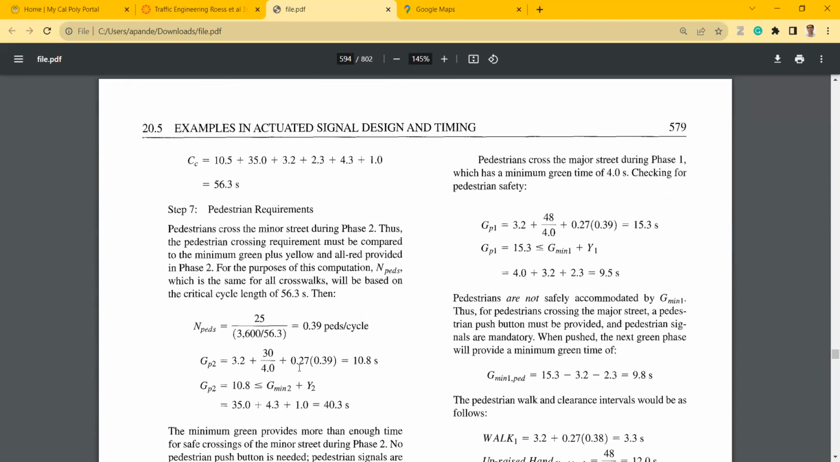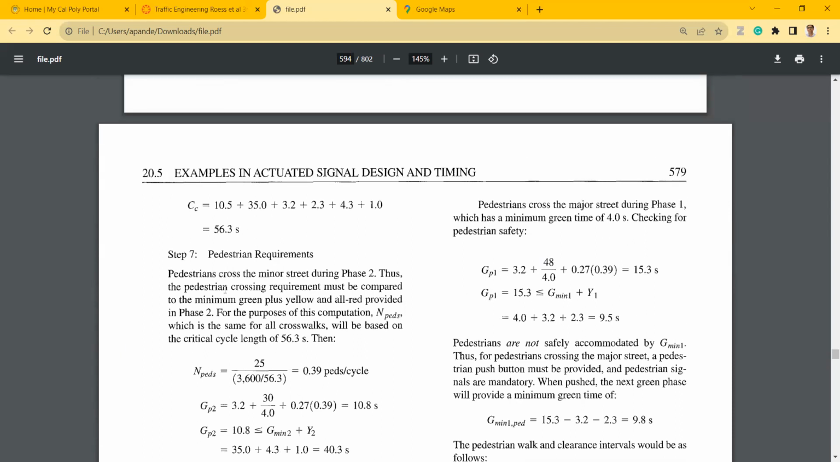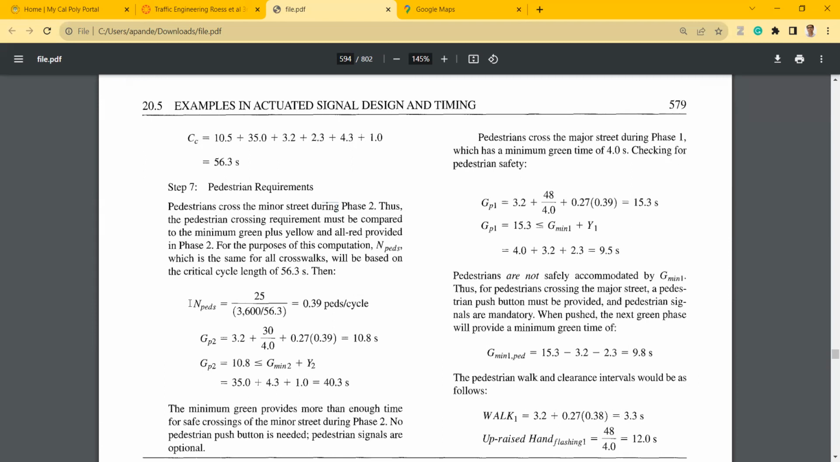And then the pedestrian crossing requirement, pedestrians cross the minor street during phase 2. The crossing requirement must be compared to the minimum green time plus yellow already provided for phase 2. Number of peds is per cycle. So your number of peds per hour is 25. Your critical cycle length is 56.3 seconds that they calculated. So you got the number of peds per cycle. You came up with GP2 for phase 2. You came up with 10.8 seconds.